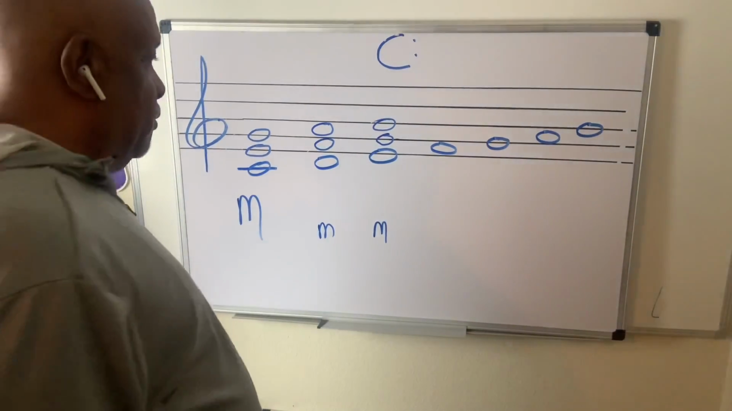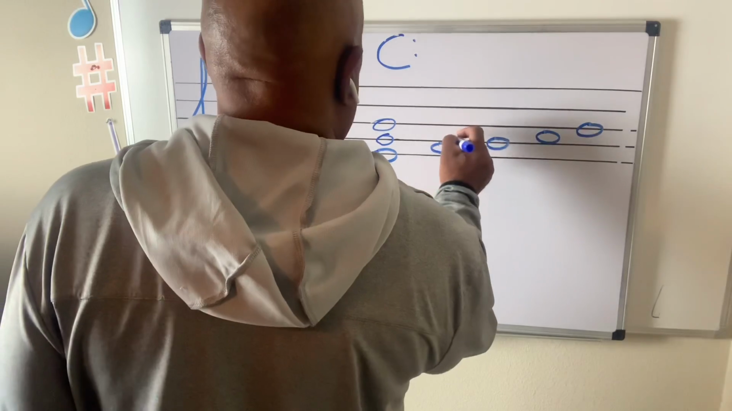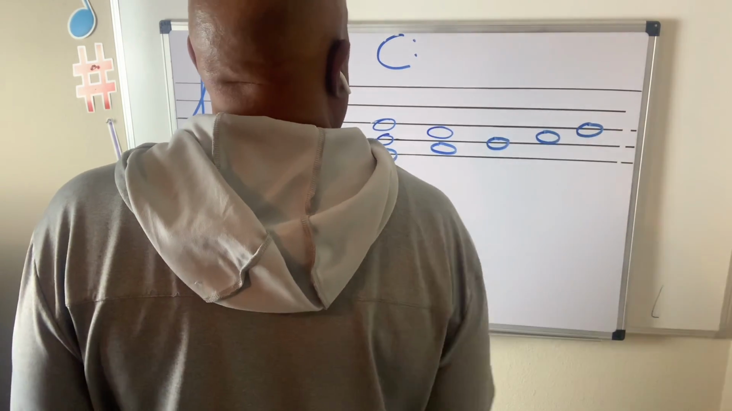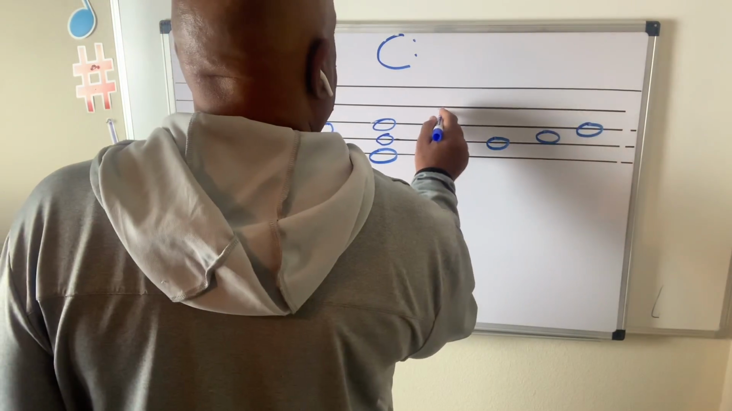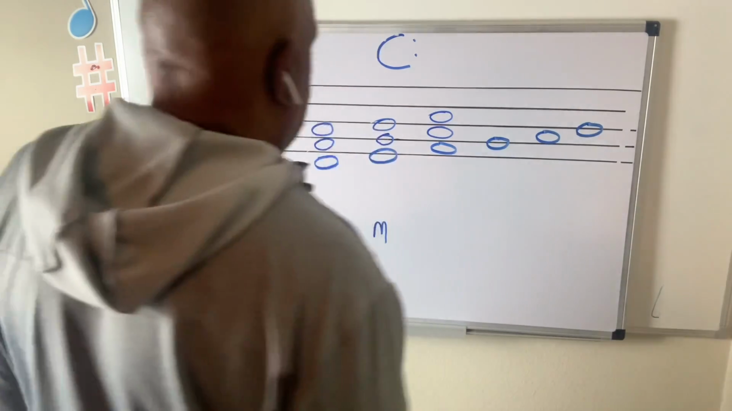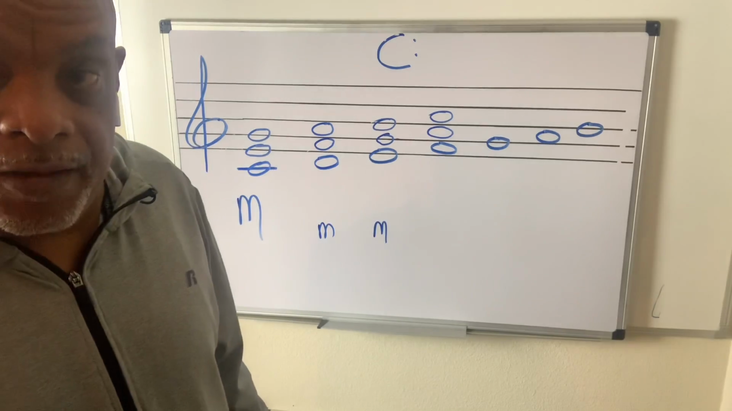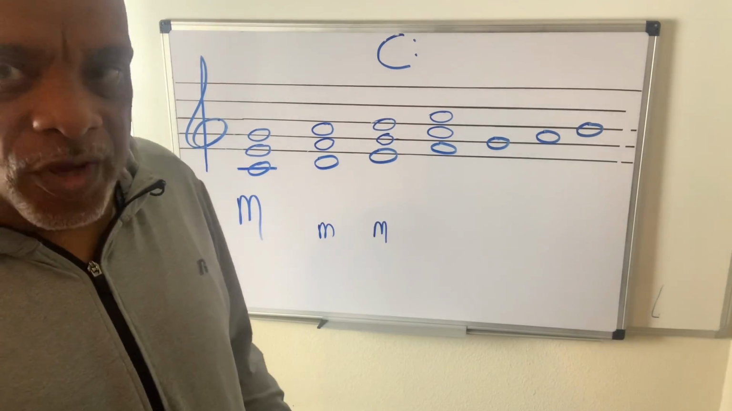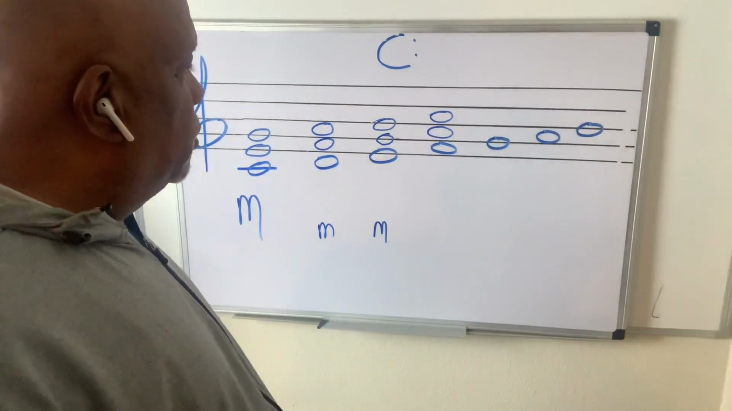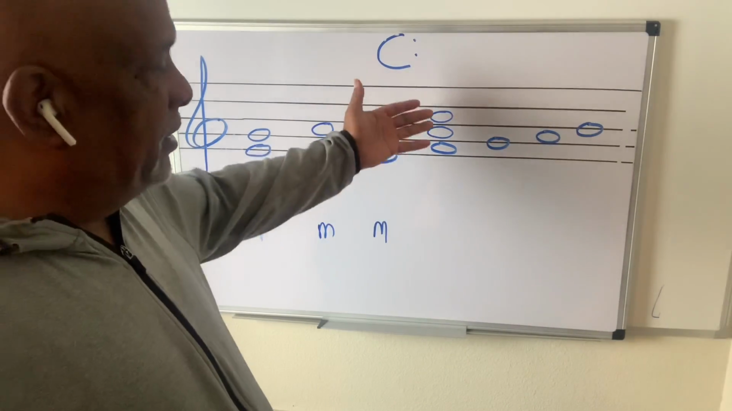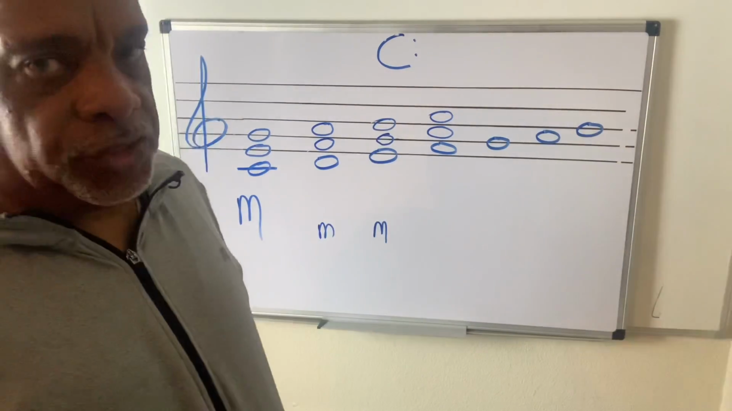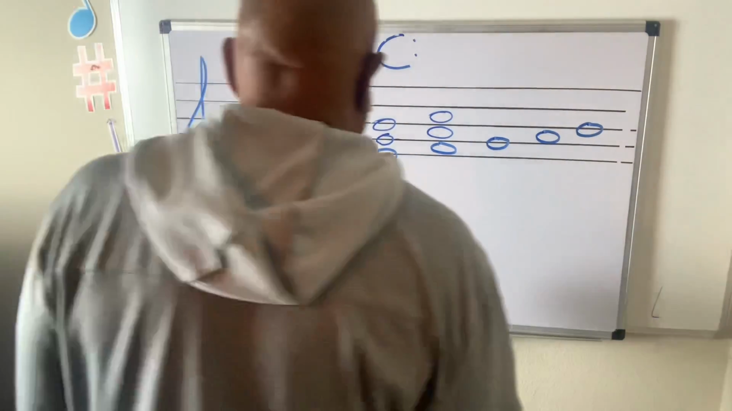The fourth scale degree. A third up from F is what? A. And a third up from A is C. Now, is this major or minor? Let's go to the F major scale. It only has one flat, that's B flat. So, F, A, C. This is major. Okay? This is going to be major.